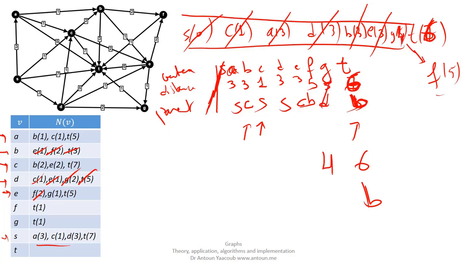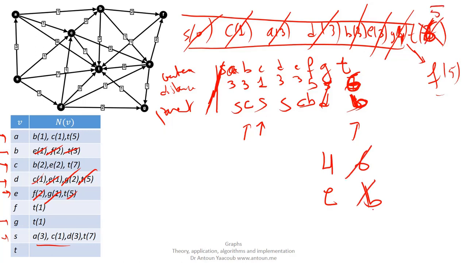So 4, and I'm coming from E. Then I have T, so T is 3 plus 5 is equal to 8, so this is not a good choice. So let's move to G now. G, we have T equal to 1, so G is equal to 4, T is equal to 6, so 4 plus 1 is equal to 5, so it's better to have 5.